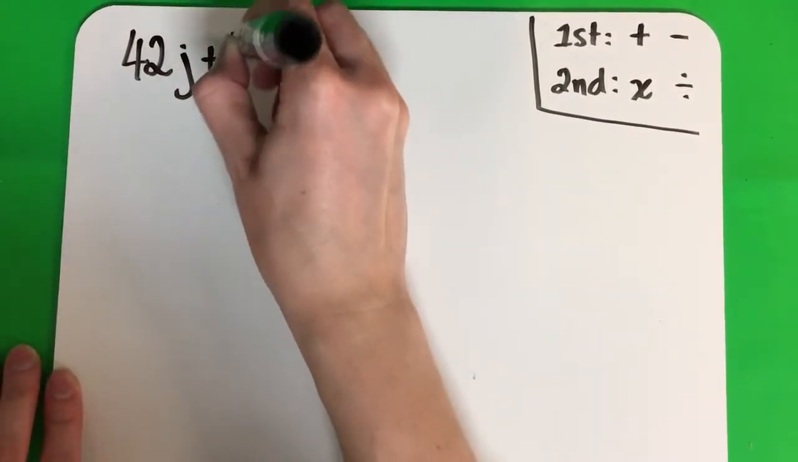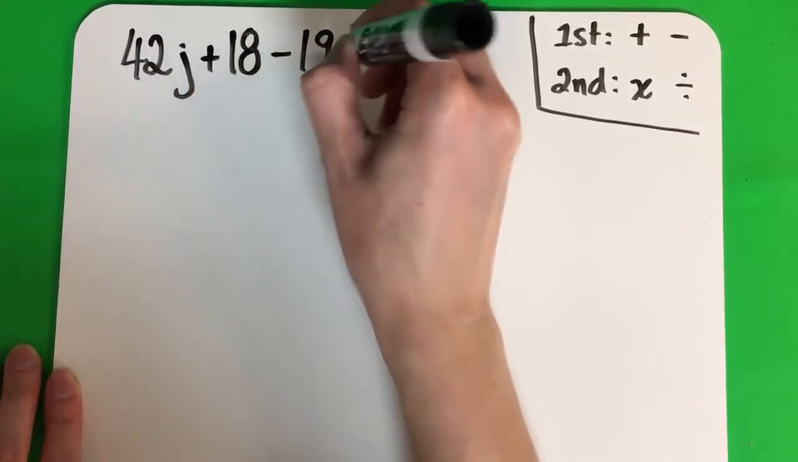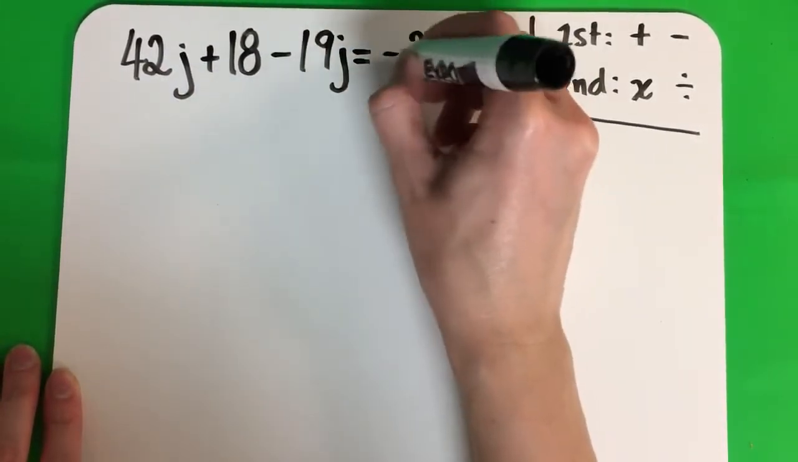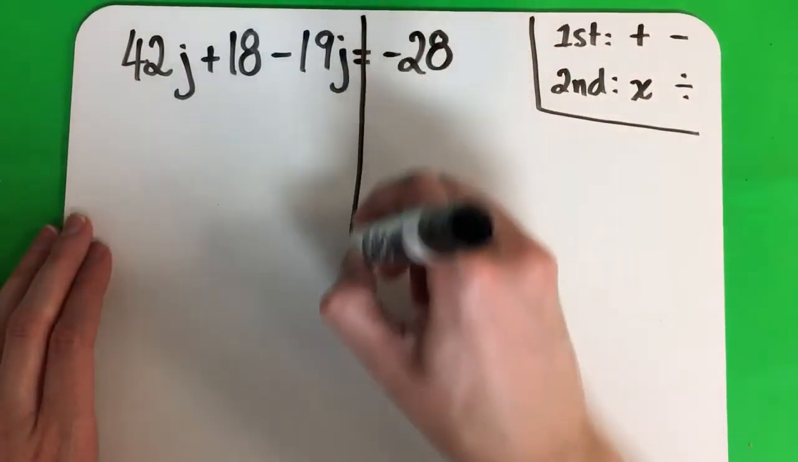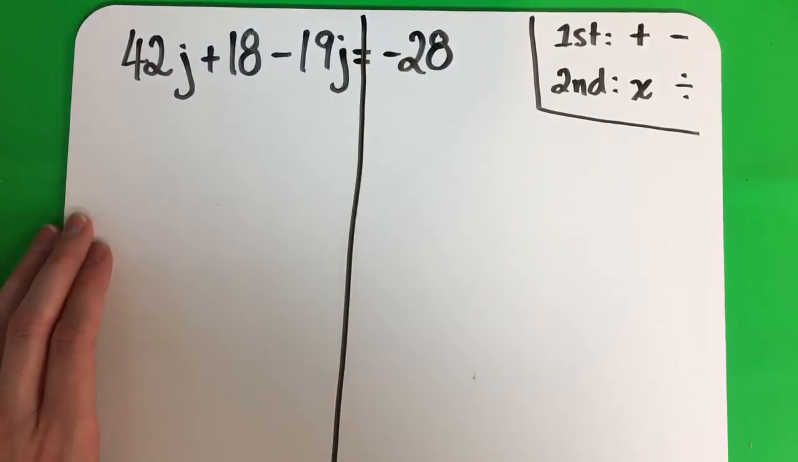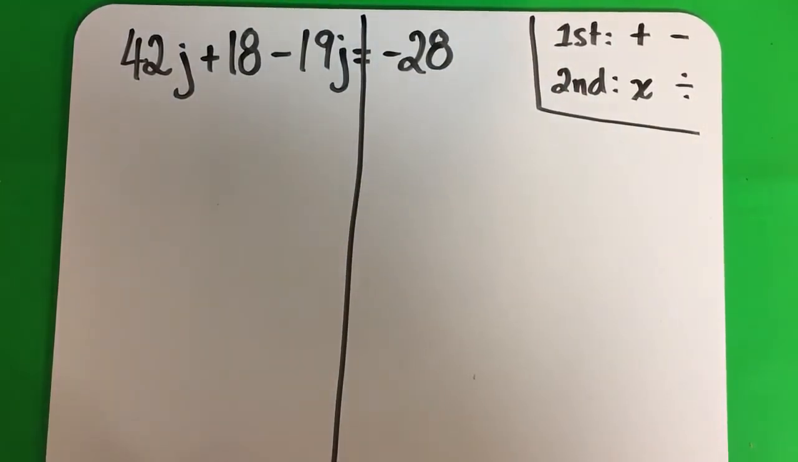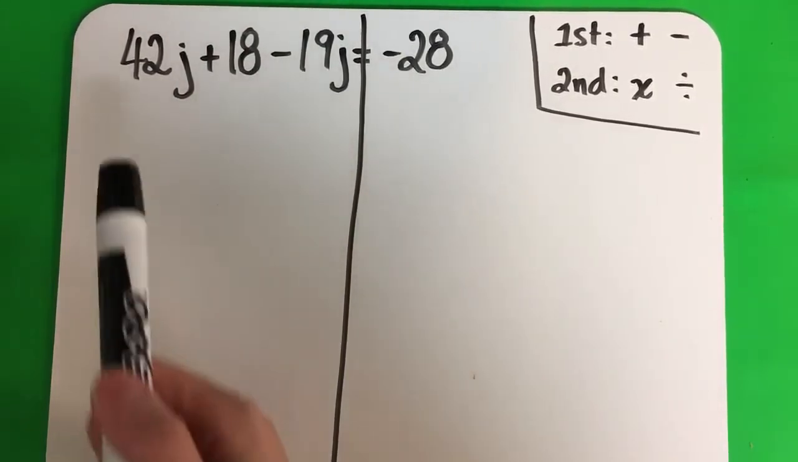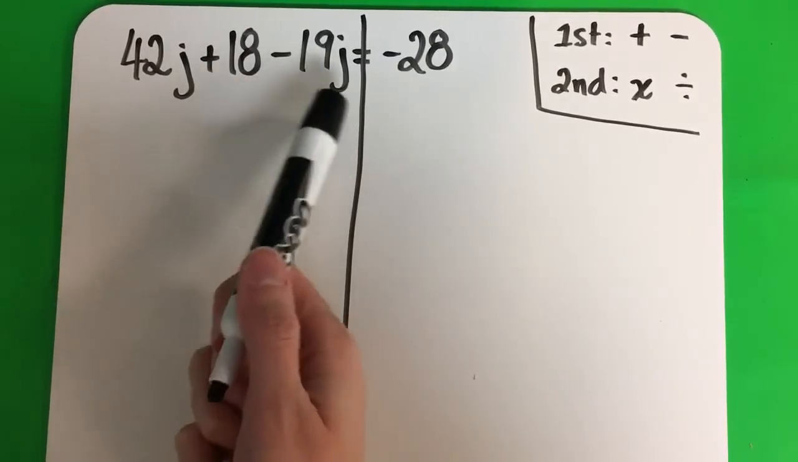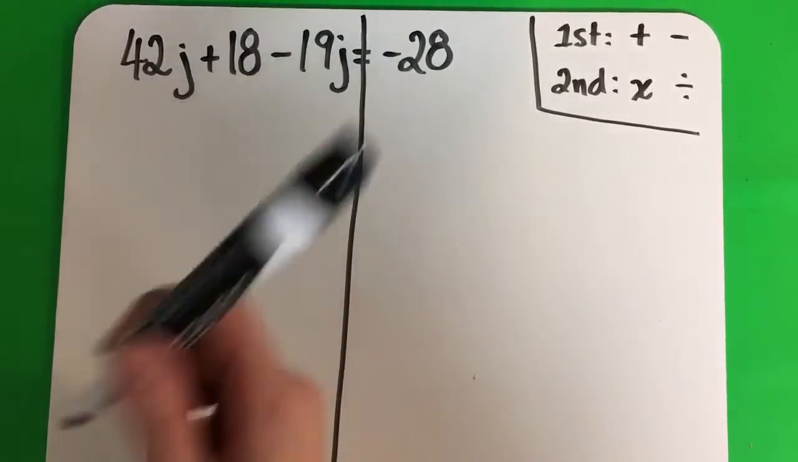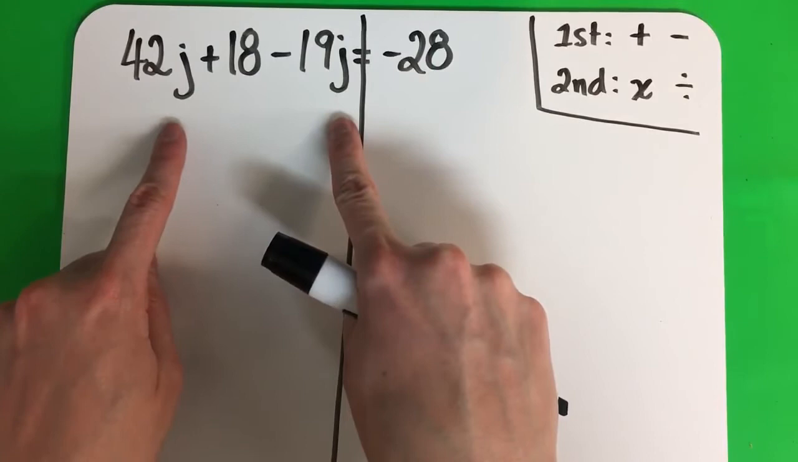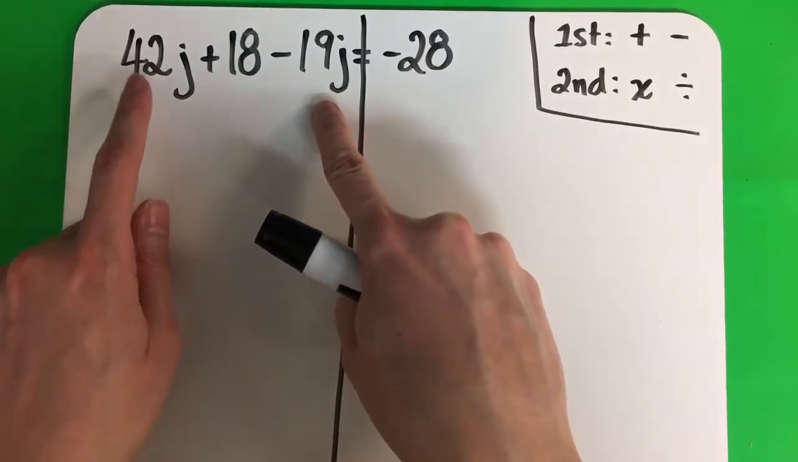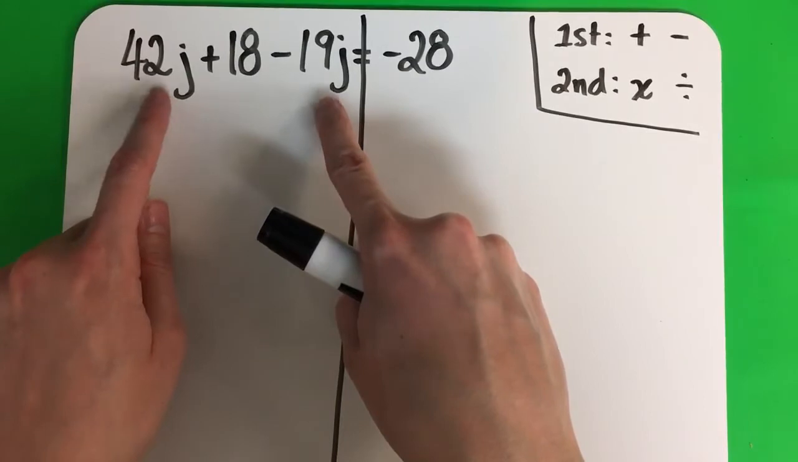42J plus 18 minus 19J equals negative 28. First, primero, we draw a line on the equal sign. Now, this one is a little weird. Esta pregunta es un poquito raro because there's 3 things on the left, porque hay 3 cosas en la izquierda. But as you can see, these 2 have the same letter, J, J.